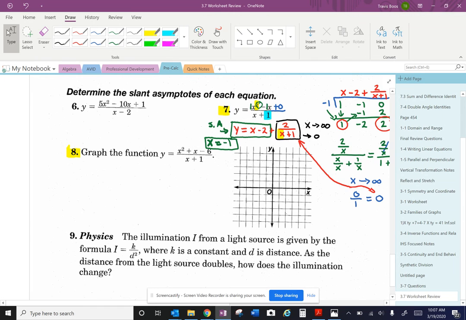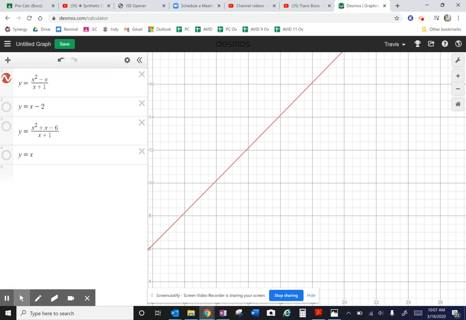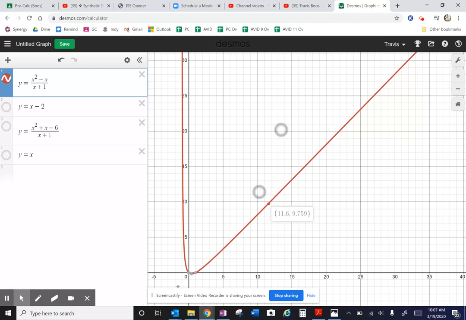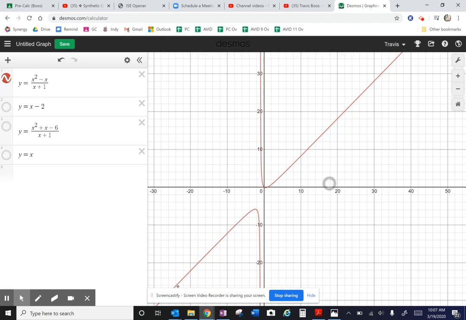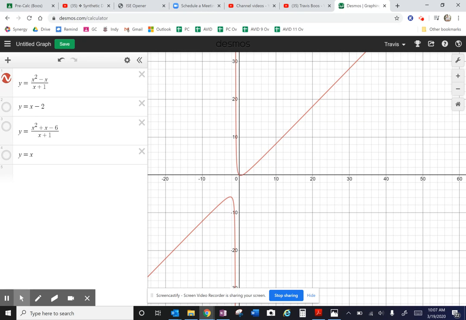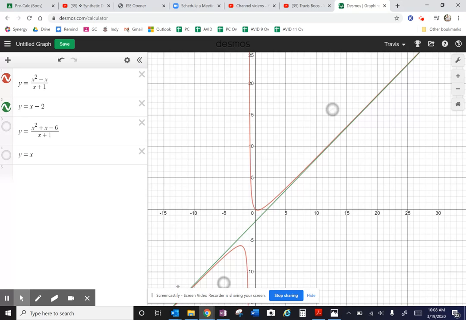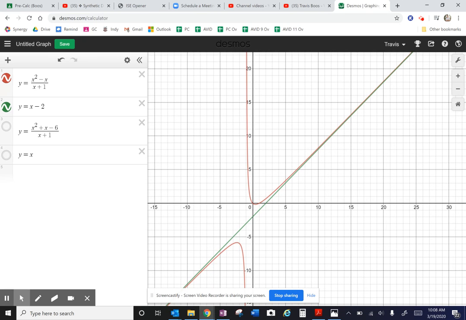Actually, let me show you a visual of number 7. And we're lucky enough to have that guy already graphed. And so we get this kind of weird, funky looking shape. And you can kind of tell that there is a slant asymptote at the line y equals x minus 2. So it'll approach that line, but it'll never touch that line. There's also another asymptote that I didn't graph at x equals negative 2.